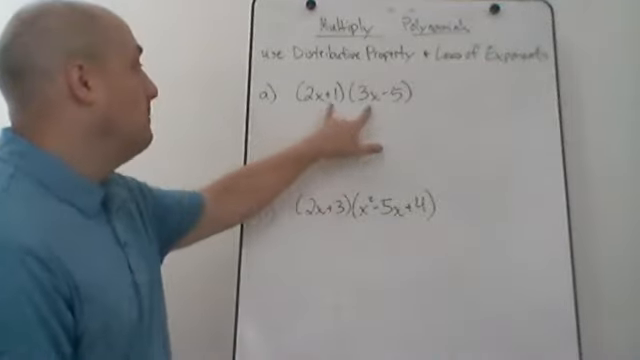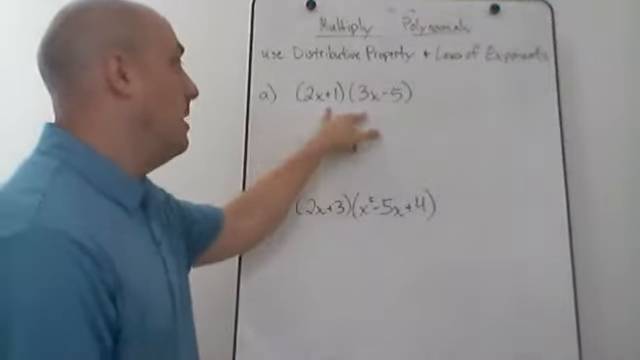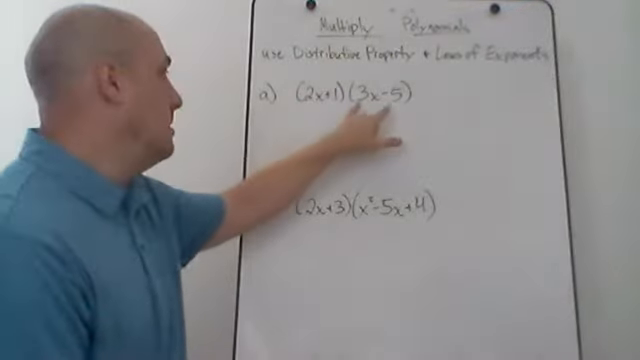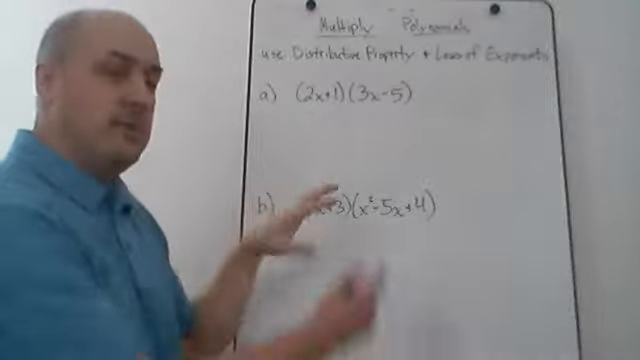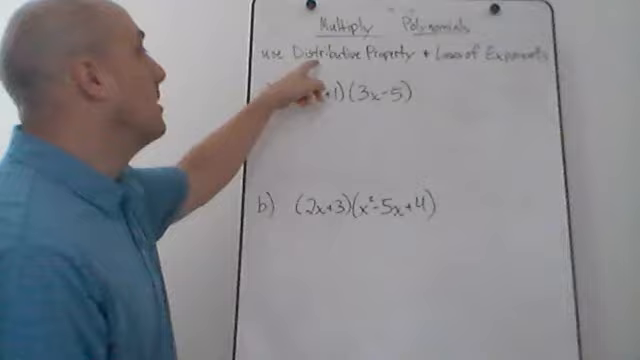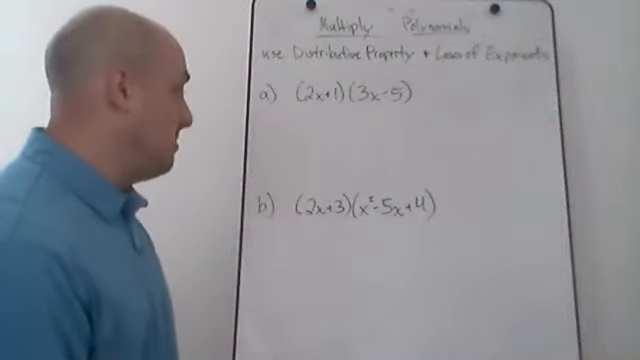Alright, so the first example here we have 2x plus 1 times 3x minus 5. One polynomial here is 2x plus 1, the other one is 3x minus 5. They're in two parentheses right next to each other, which means we have to multiply those two together. So we're going to use the distributive property and the laws of exponents to do this.